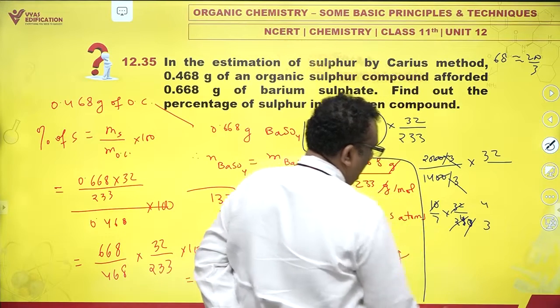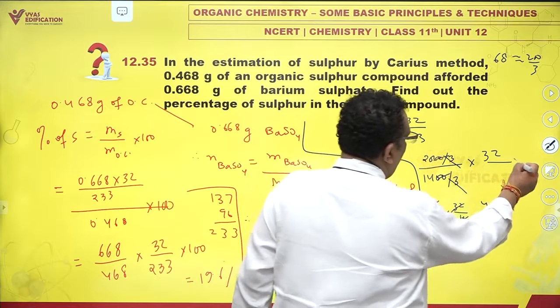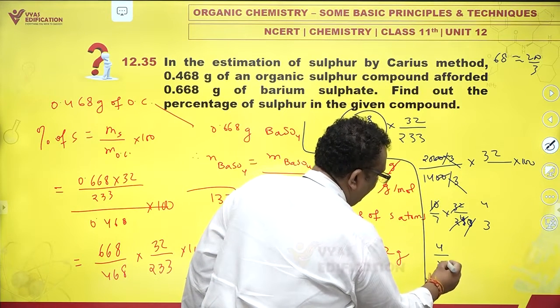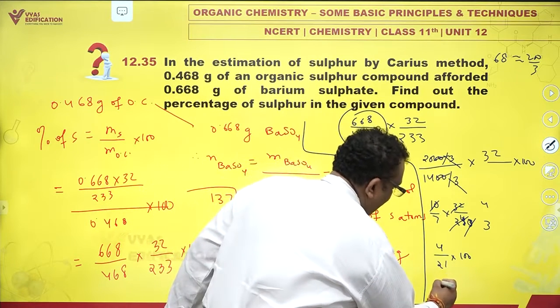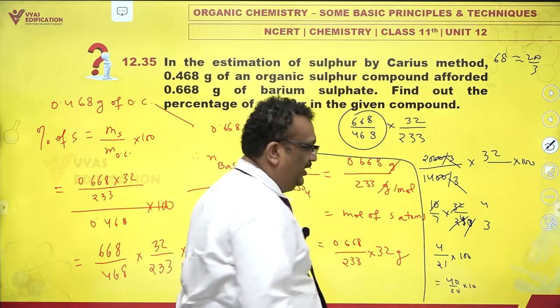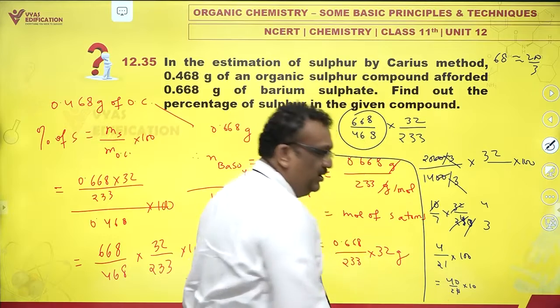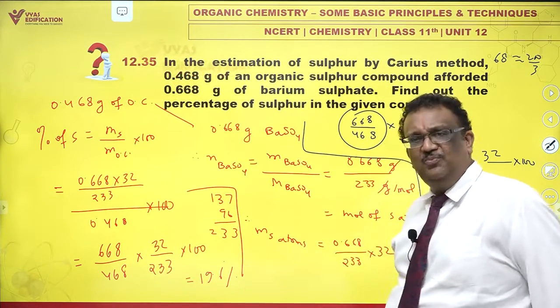3s and 4s. Okay, so what do I have? Into 100 of course survives. So I have 4 by 21 into 100. Now just see, had it been like 40 by 20 into 10, it would have been 20%. Now the denominator is not 20, it is 21, slightly less than 20%. And we have the answer as 19.6%.